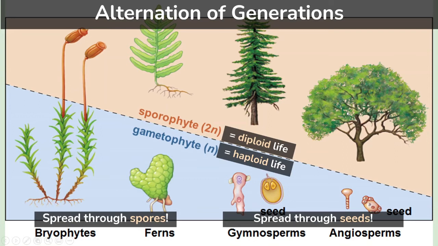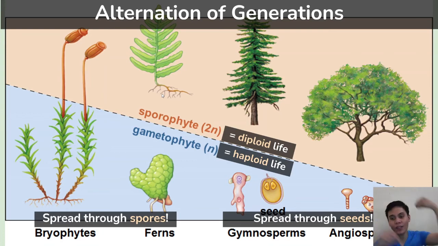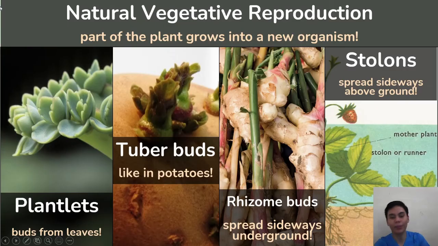Okay, for your seedless plants, they have a longer haploid life compared to their diploid life. So there's a difference in the length of their lifespan in different generations, whether it's sporophyte or gametophyte generation. But basically, they always alternate between haploid and diploid.